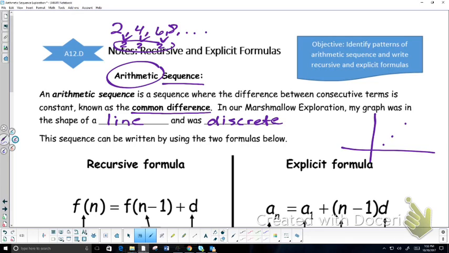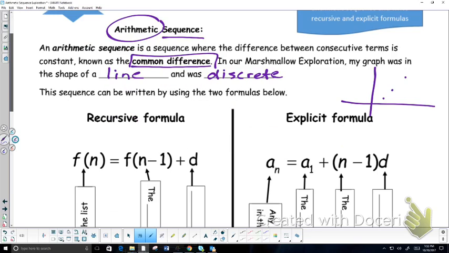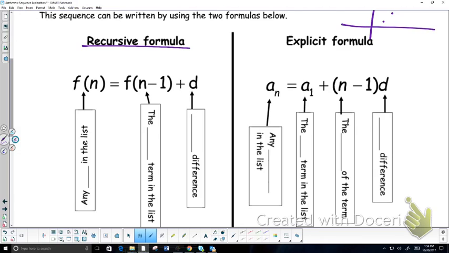We've got two formulas, and I know they look very overwhelming. One is called a recursive formula and one is called an explicit. I want to focus on a recursive formula. Here would be an example of a sequence, okay? Pause for a minute and see if you can figure out what that next term would be.